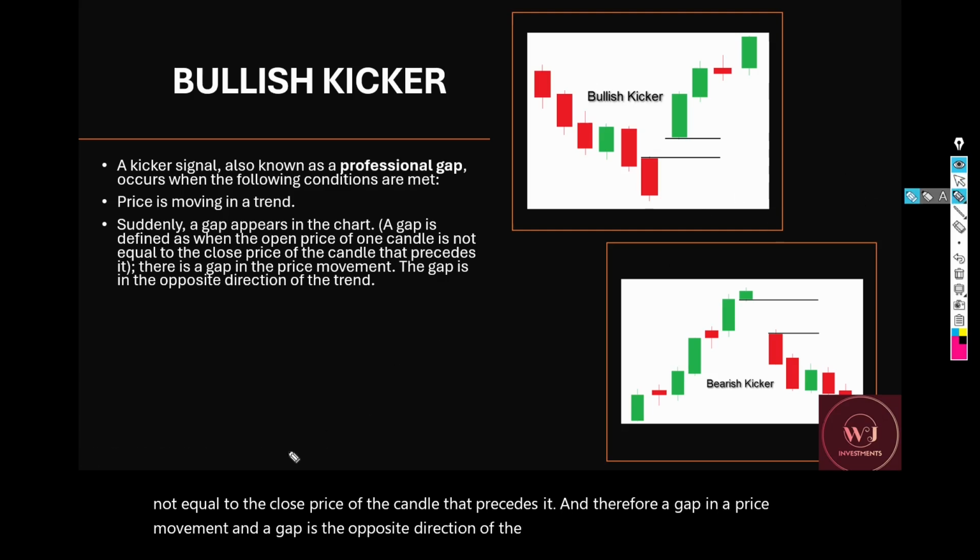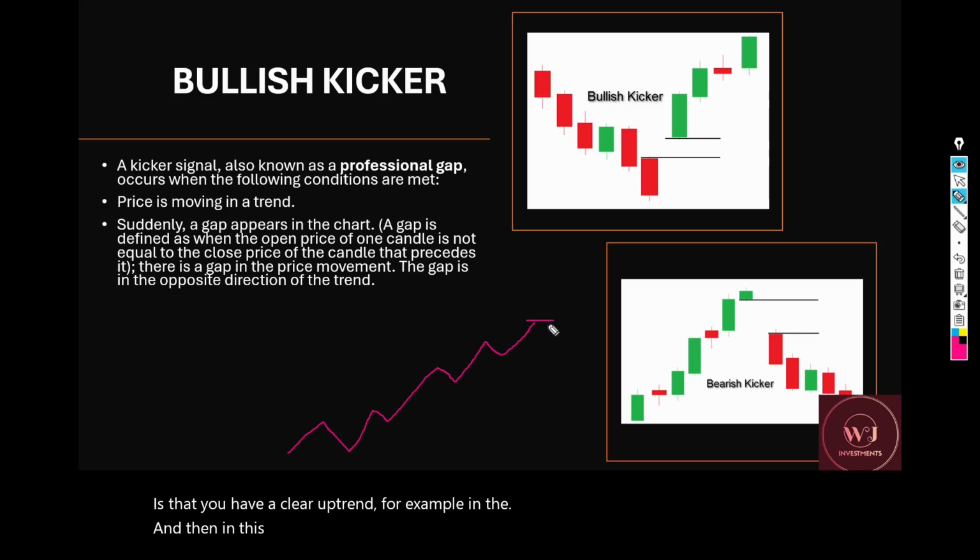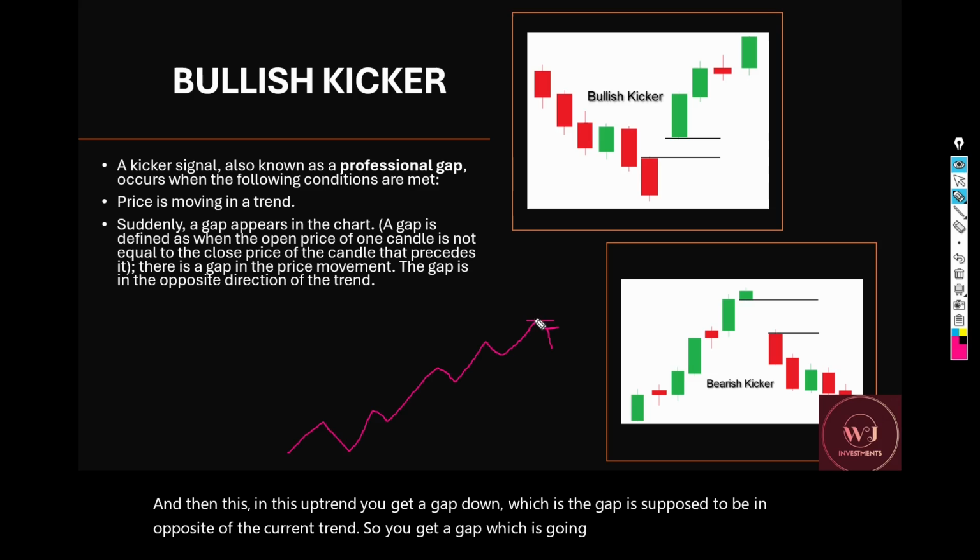So what we are saying is that you have a clear uptrend, for example, and then in this uptrend, you get a gap down, which is the gap is supposed to be in opposite of the current trend. So you get a gap which is going down, for example.